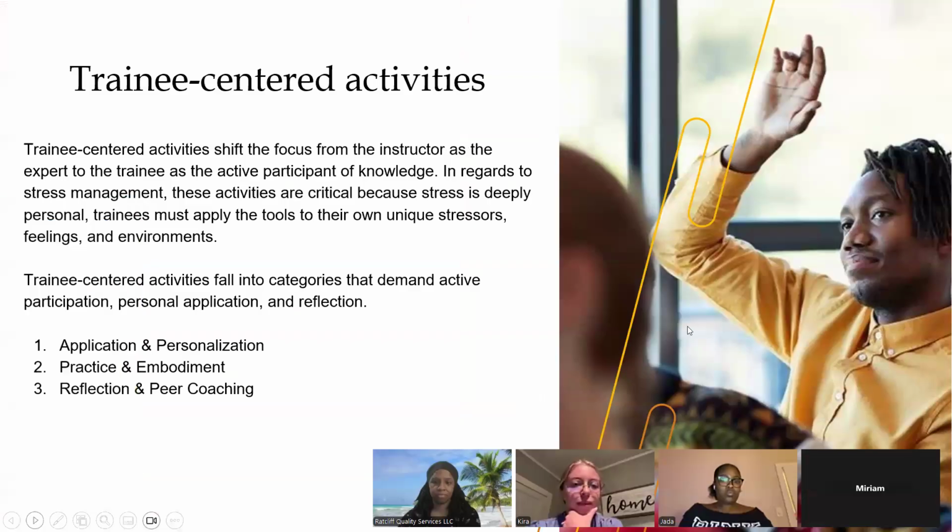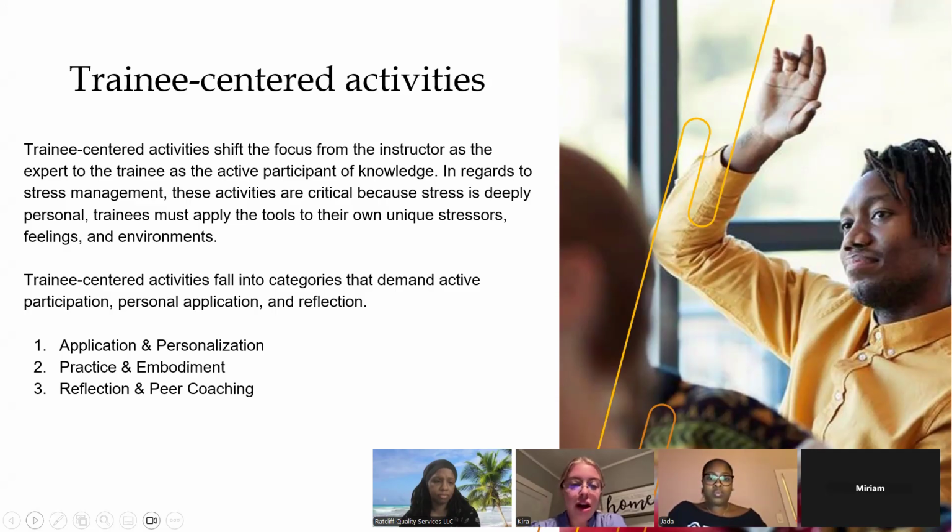I think it's two. Trainee-centered activities. So trainee-centered activities shift the focus from the instructor as the expert to the trainee as the active participant of knowledge. In regards to stress management, these activities are critical because stress is deeply personal. Trainees must apply the tools to their own unique stressors, feelings, and environments.